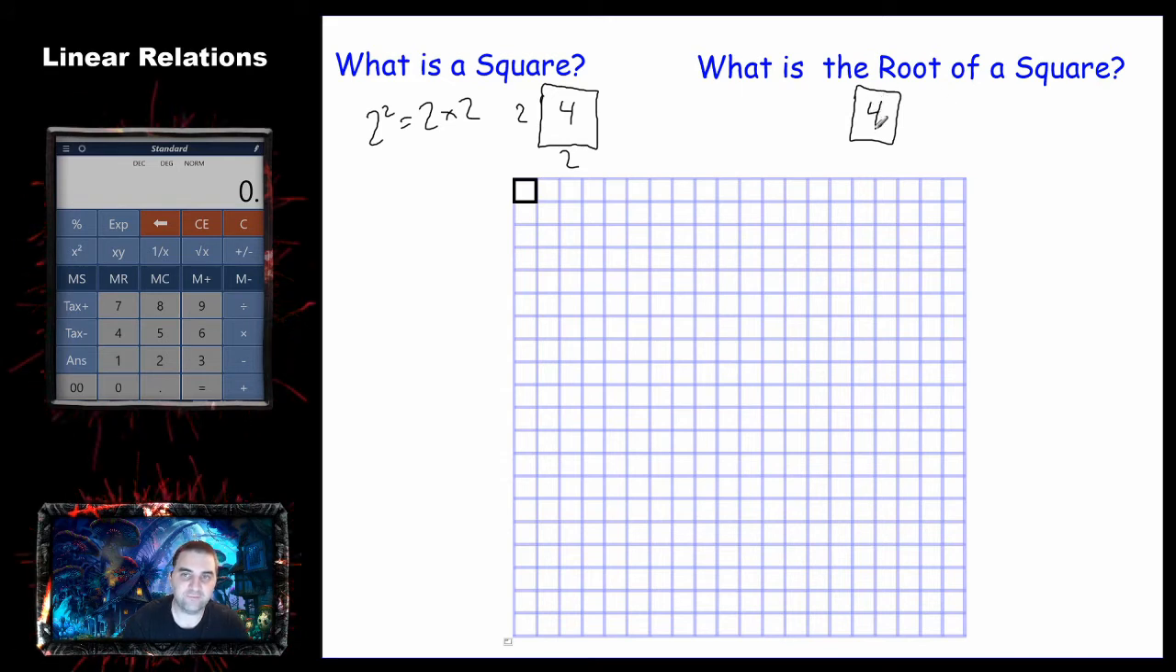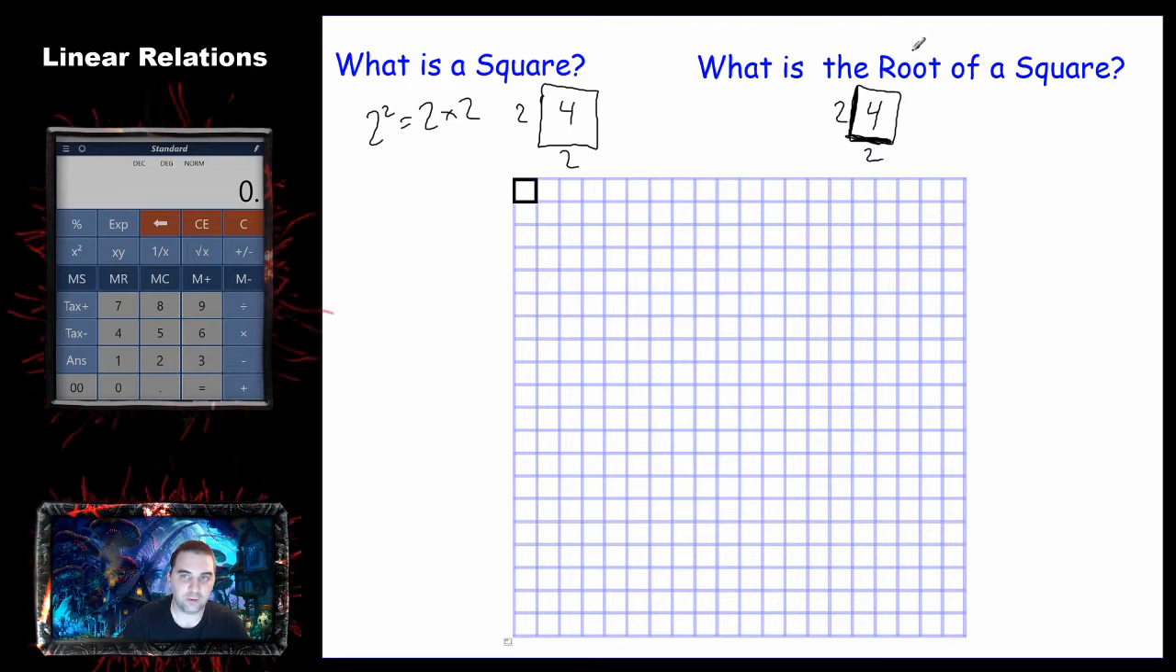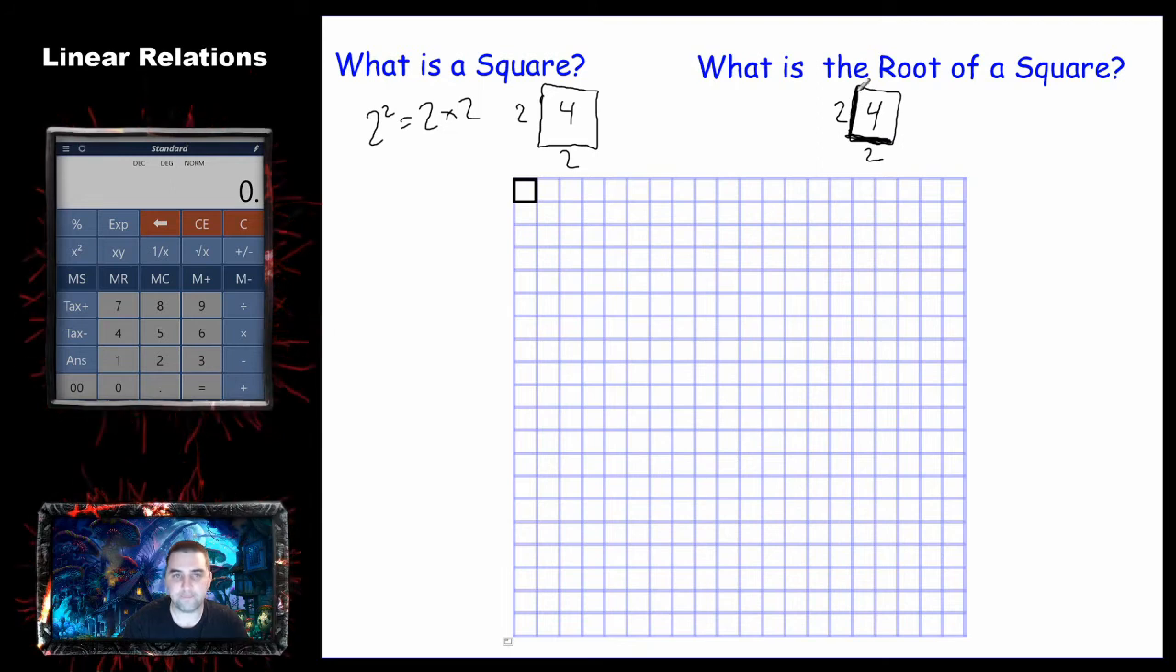If I had 4, the root of a square is really the pieces that make up the square. So the root of this one is the side lengths, 2 and 2. So think of it like going in reverse in a way. So 4. Let's look at this 4 again.